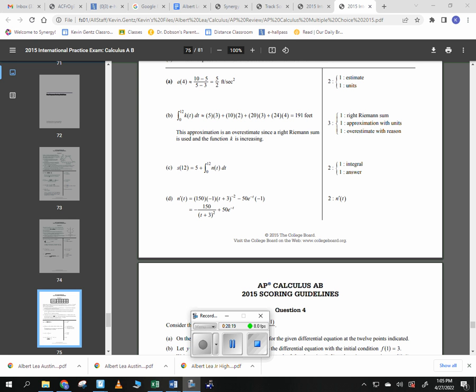5 plus the integral 0 to 12 of n of t dt. And then, so that's 1 for the integral. And then it says 1 for the answer. What? I don't get it. I guess 2 points for the integral. I don't quite understand. So my guess is that they give you 1 point for the integral and 1 point for the use of the 5. That's my guess. And then letter D here, it looks like they give 2 points for coming up with the correct derivative, which is negative 150 over t plus 3 quantity squared plus 50 e to the negative t.